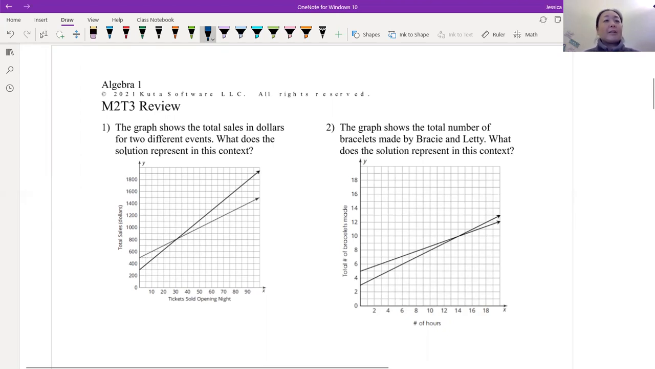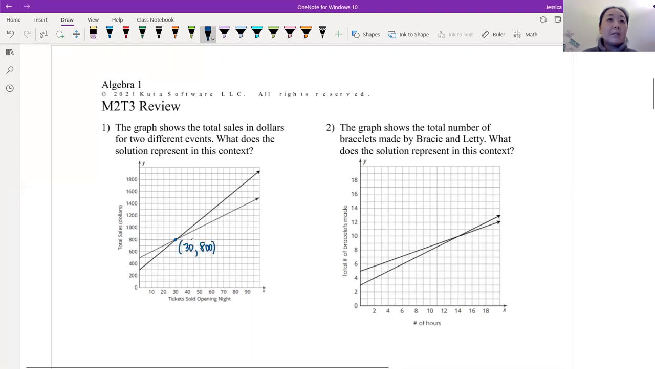All right, so number one, here we go. The graph shows the total sales in dollars for two different events. What does the solution represent in this context? So if you think about solution, what is the solution of these two lines? The solution is where they intersect, where they cross. So that's going to be right here. So if we take a look at that, on the X part, that's going to be 30. The Y coordinate is 800.